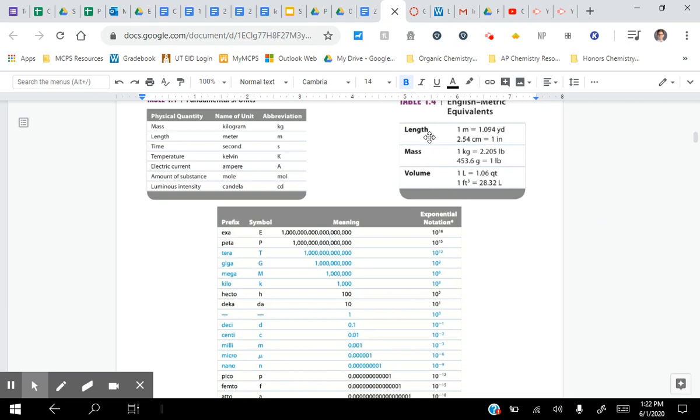You should know a couple of your conversions here. The big one is 2.54 centimeters equals 1 inch. I use that one quite a lot.